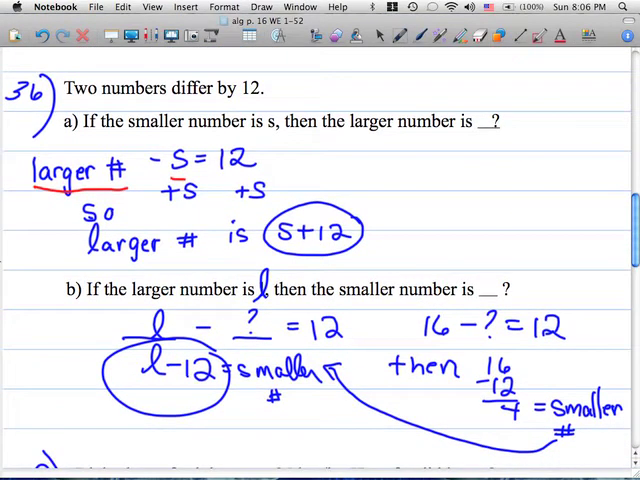And if you use some real numbers, sometimes that helps also. So if I had 14 minus 2, that would equal 12. So to find the larger number, I would have just had to add the 12 and the 2, the smaller number, in the answer.